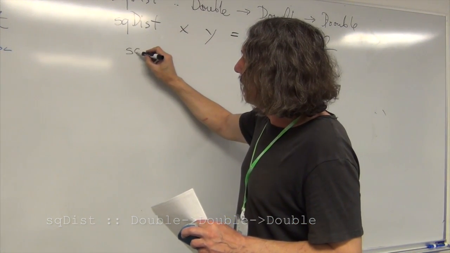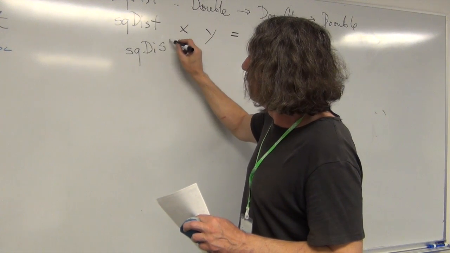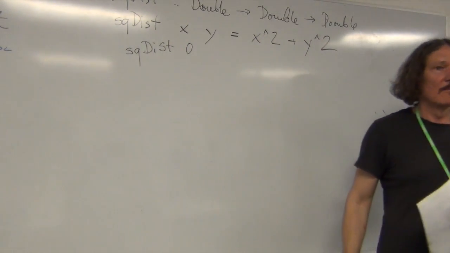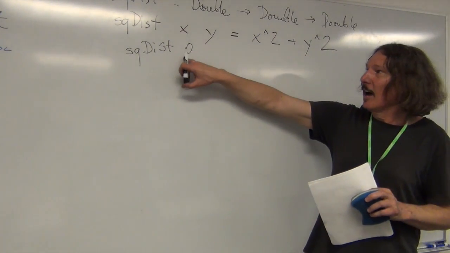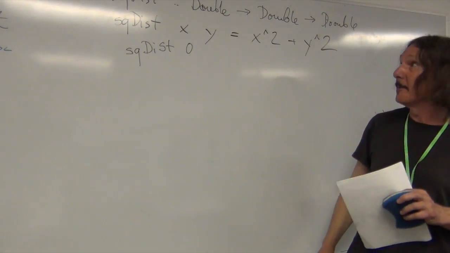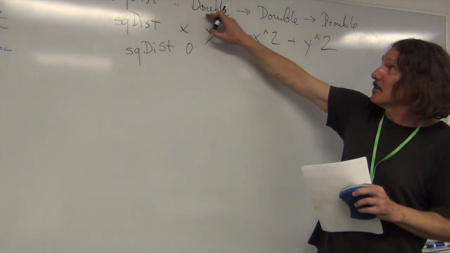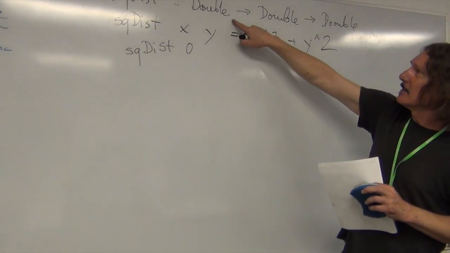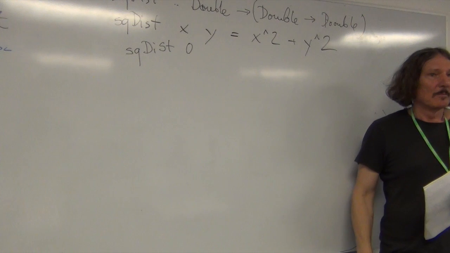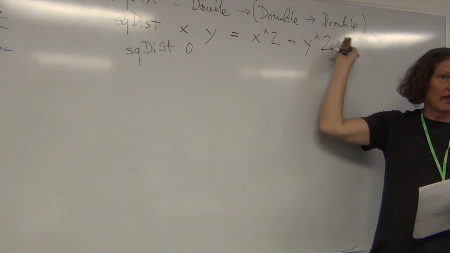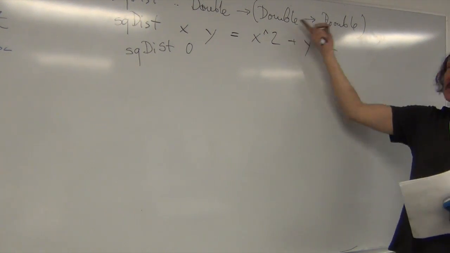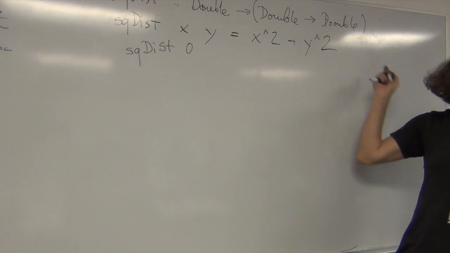You can say, okay, so what's SQ dist of, let's say, 0? I applied it only, I gave it only one argument. It's a function of two arguments. I gave it only one argument, right? So I gave it this first one. So look at this and put parentheses here. Because we said these parentheses are possible, they are redundant because it binds to the right. So we usually don't write them. But if we want to, we can put parentheses there.